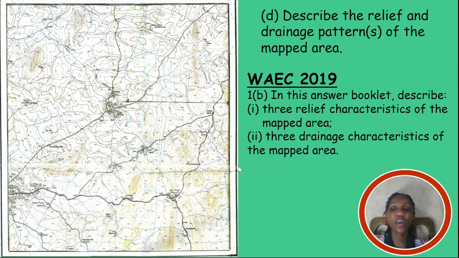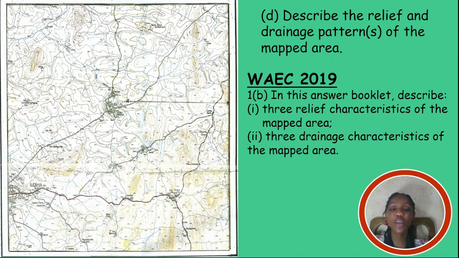The only thing for this question is that they were not specific with the numbering. That's an NECO 2023 question. We were not given specific numbers of how many characteristics of relief and drainage patterns to write. So you can write as many as you can, but 5 each will be more than enough.